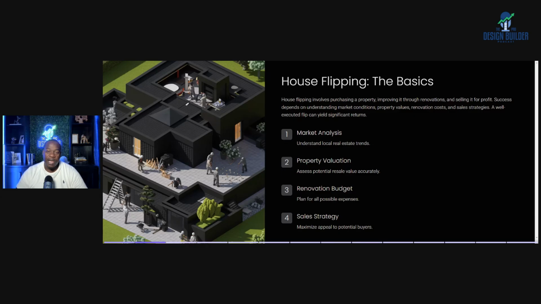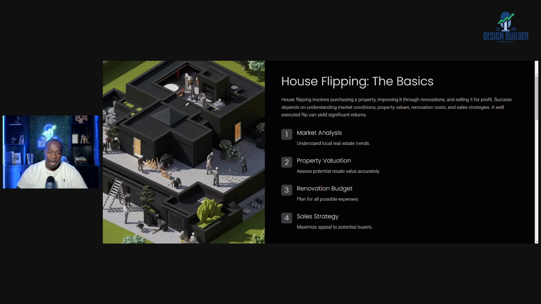So let's break down exactly the elements that go into a house flip. When we're talking about house flipping, we're talking about a traditional flip. I purchase a property, I put a deposit down, I get hard money or I raise money or whatever means I use to secure the property. I take title of the property. Now I am going to upgrade the property to current market conditions.